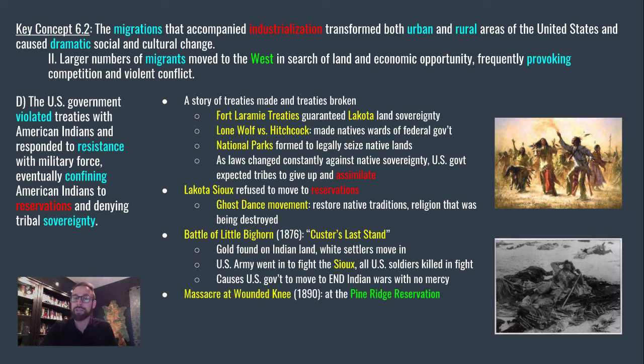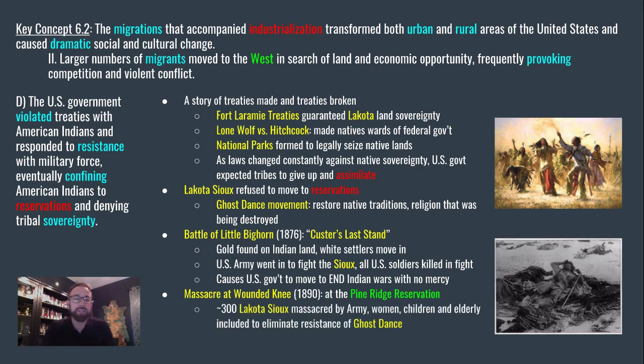Now, sometimes people say the battle, but when you look at the details, it was no battle. It was a massacre. In 1890, at the Pine Ridge Reservation in South Dakota. So Pine Ridge is still a reservation today, and it has some of the worst conditions of any reservation in the country. We're going to watch a video that's going to give you pictures and images to represent that.